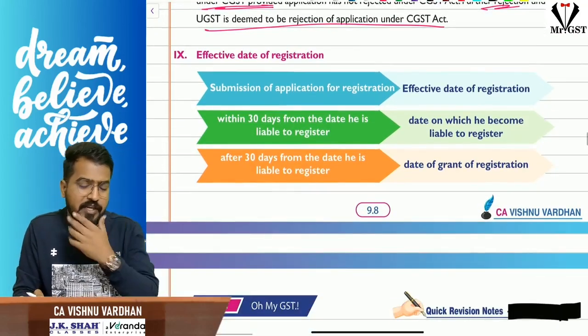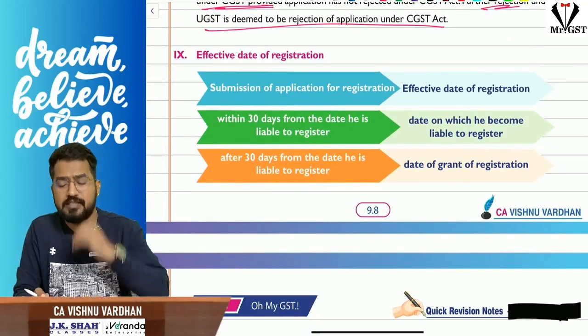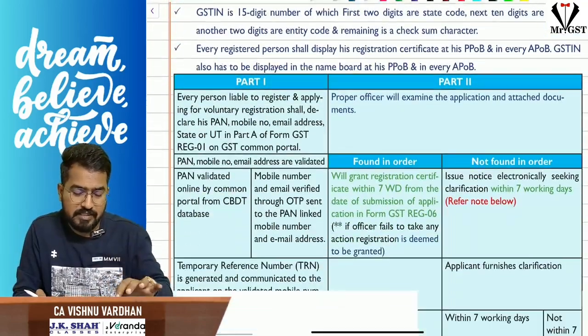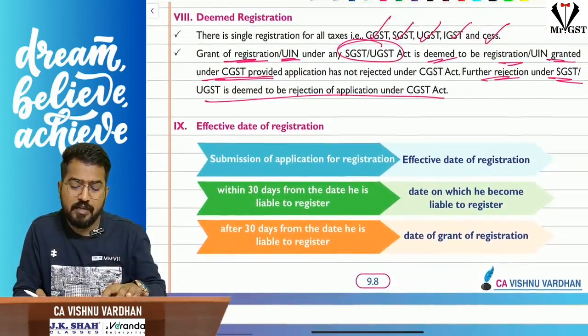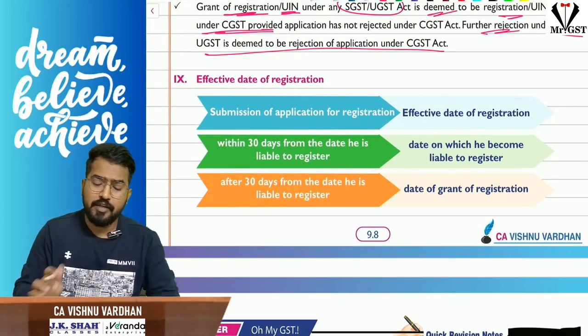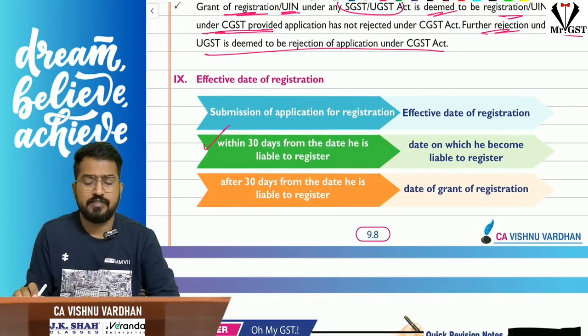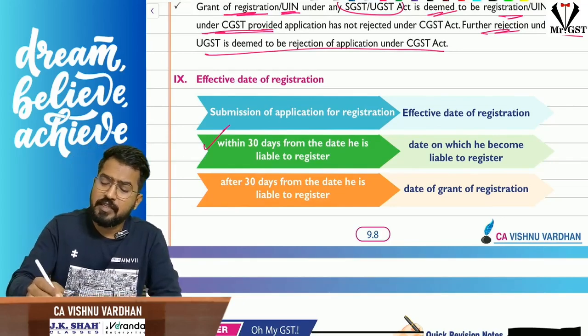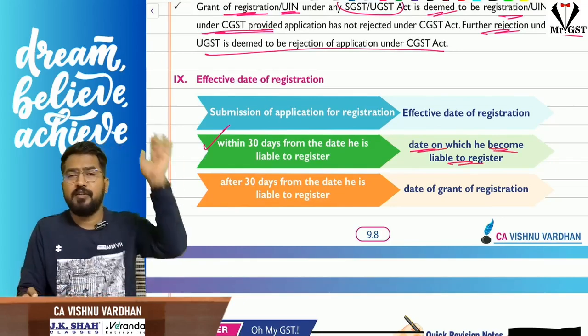Sir, what is the effective date of registration? From when can I say that I am effectively registered? You are said to be effectively registered if you make the application within 30 days from the date you became liable for registration. The date you became liable itself will be the effective date of registration.